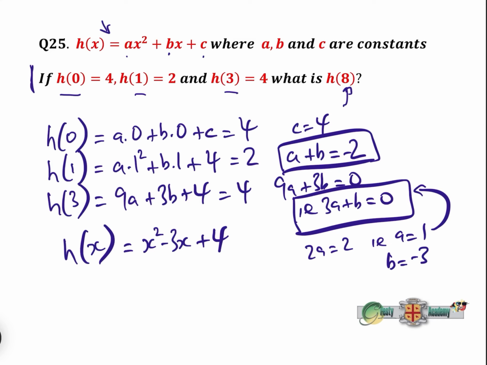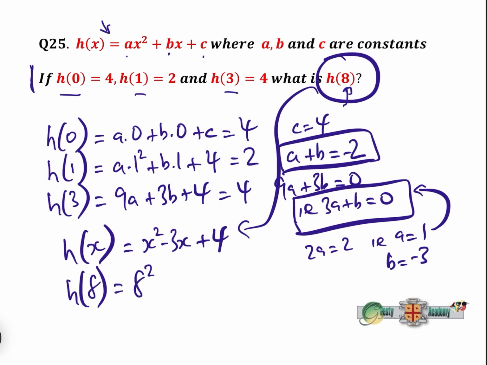Now, all we've got to do to answer this question now is, what is h of 8? All we need to do is put 8 in here. So h of 8 equals 8 squared minus 3 times 8 add 4, which equals, excuse me, which equals 44, and a cough. There we go. I managed to avoid coughing until question 25.